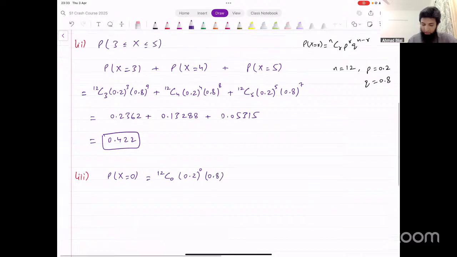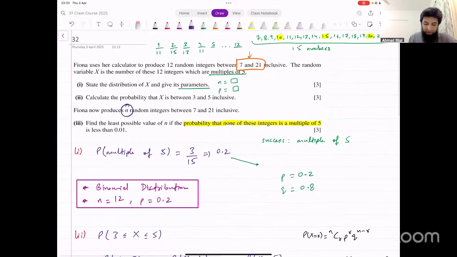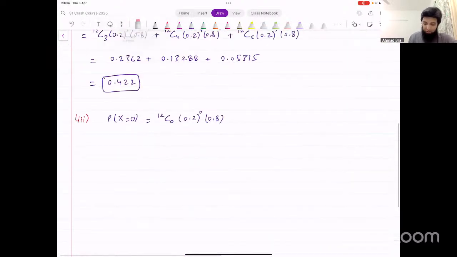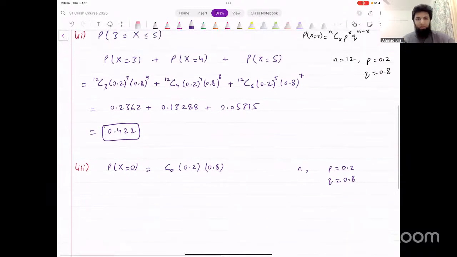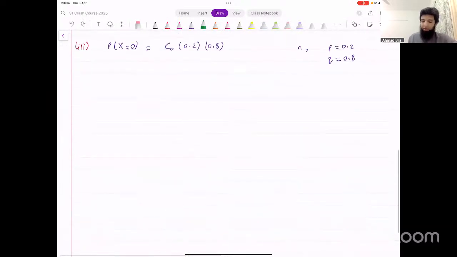Okay, I'm sorry. Let me just have a look at the question again. So she's producing n random integers now, so not 12 anymore. Since we're looking for the value of n, it is not known here. We know that the probability of success is 0.2 again, and the probability of failure is 0.8. But n is not 12. It is still a fixed number, but its value is not 12. She's now producing n random integers. They're still between 7 and 21, so the probabilities of success and failure are still the same.